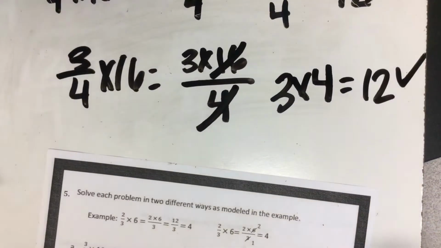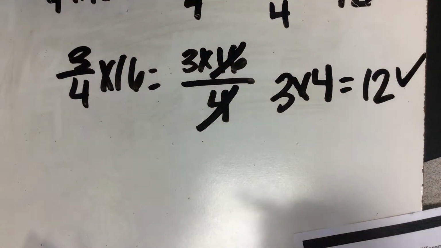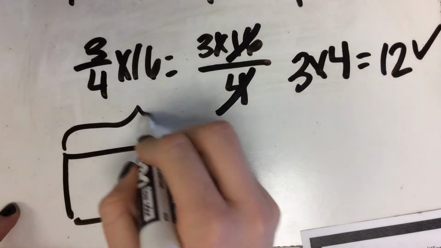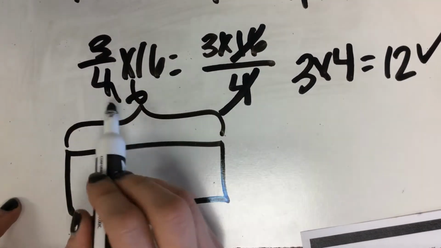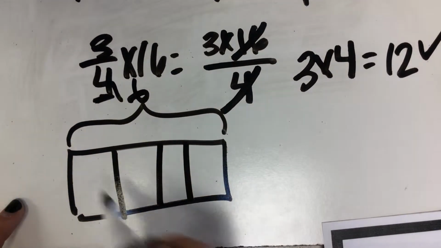Now I can try to explain why that works for you if this is something that is not really making sense while you're doing it. We don't want to just do something to do it. We want to understand what's going on. So if we're finding 3/4 of 16, if that helps to draw a picture, we know our whole is 16 and our denominator tells us we're going to break it into fourths. And we need to find 3 of them.